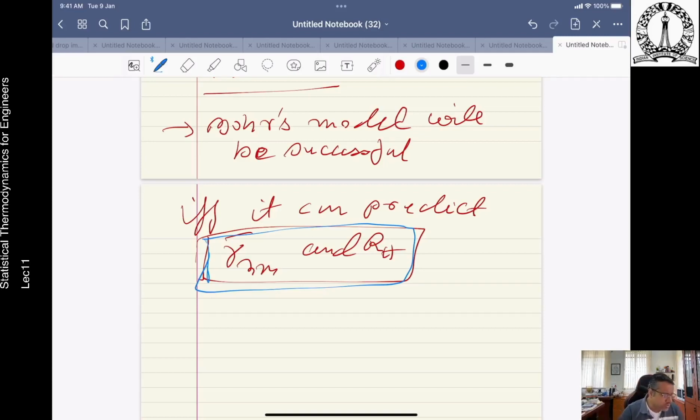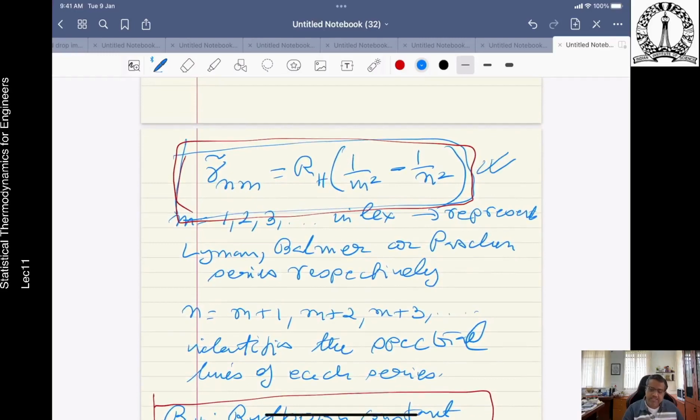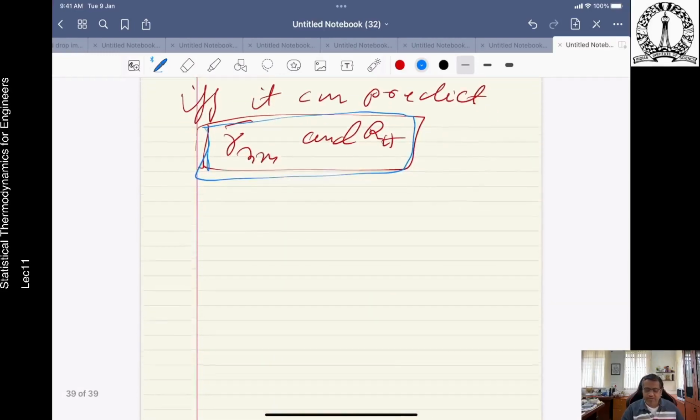So in the next class, we will look at Bohr's model and try to understand how Bohr's model can explain this particular formula that we just wrote here. Can we explain the spectrum of atomic hydrogen?